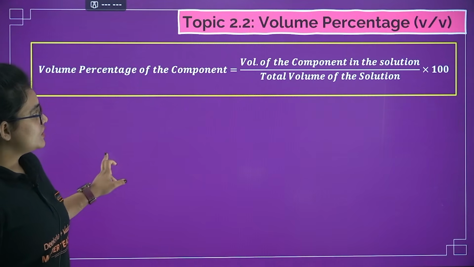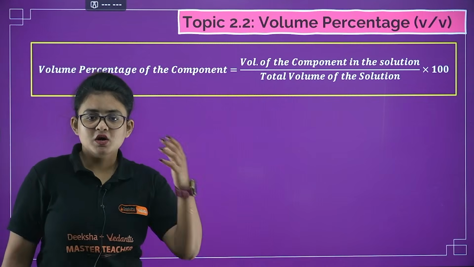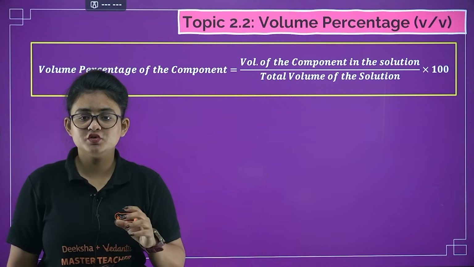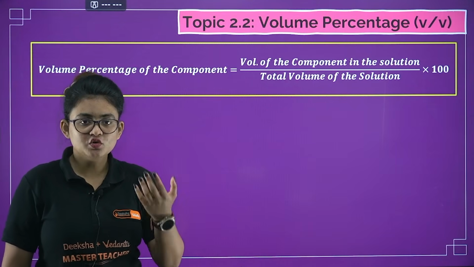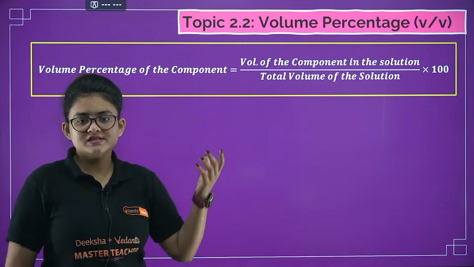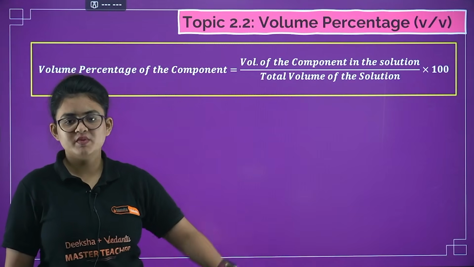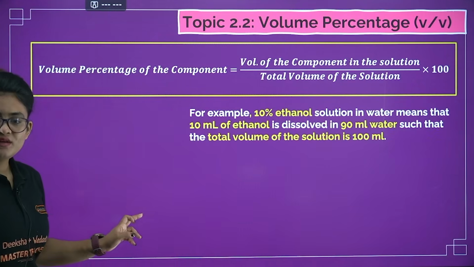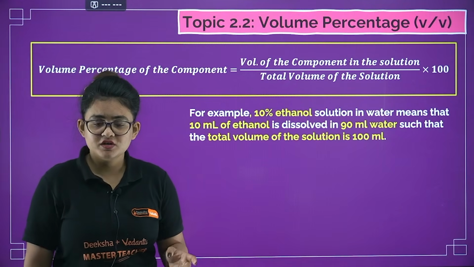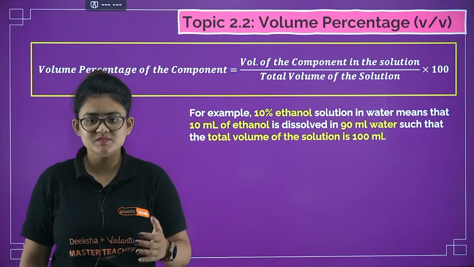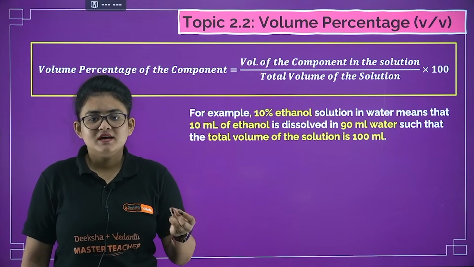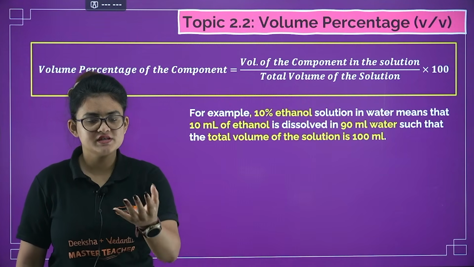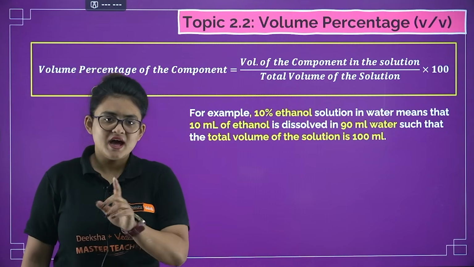Let's proceed. So here we come up with the volume percentage. Here also, in both the numerator and the denominator we are going to use volume as the unit. So you can see volume of the component in the solution divided by total volume of the solution into 100. That's it. Now again, if I tell you 10% ethanol in water, what does it mean? It means I am having, let's say, 10 ml ethanol and 90 ml water. Overall the solution volume is 100 ml. I guess it's clear.